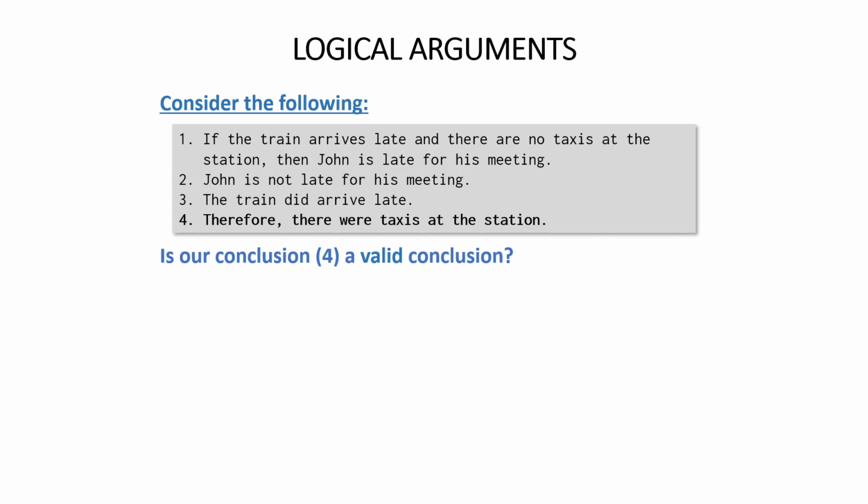Who thinks it's correct, that it's a valid conclusion? Sorry? So if the train arrives late and there are no taxis at the station, then John is late for his meeting. It doesn't mean that there are always no taxis, right? It just says in the case that the train arrives late and in the case that there are no taxis, then John is late for his meeting. So this is like a relation between those events.